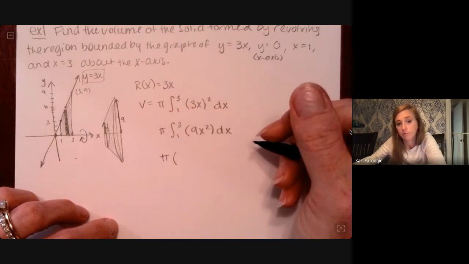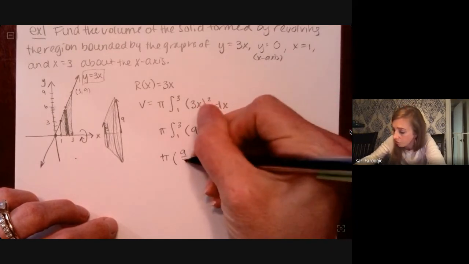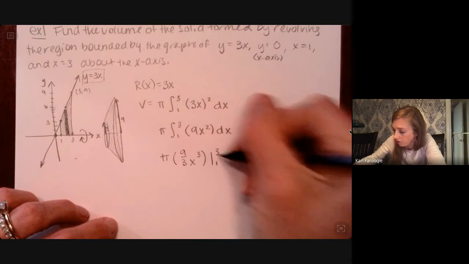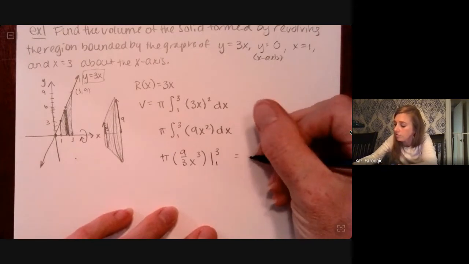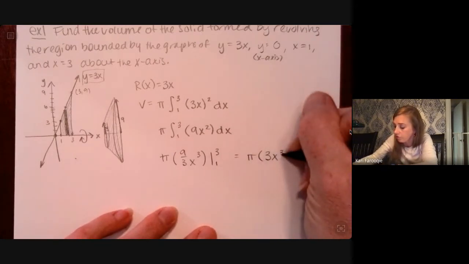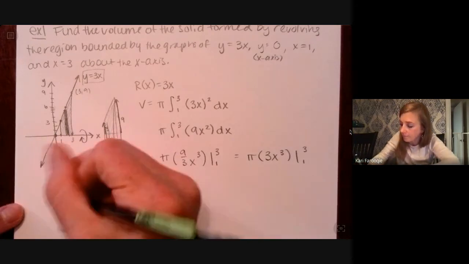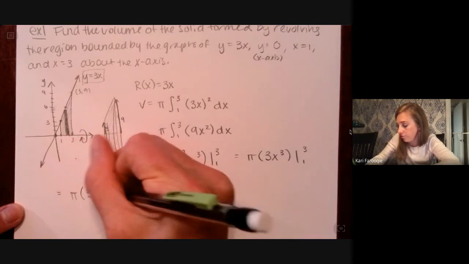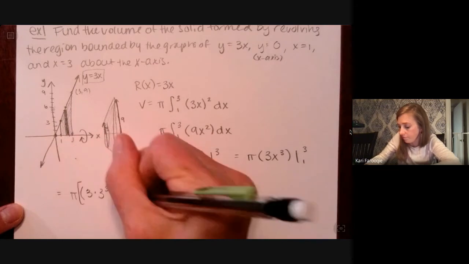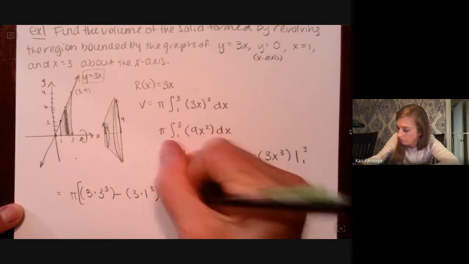So we'll integrate now. We don't have anything else to do here. This is just a monomial. We're going to increase the exponent by 1 and divide by the new exponent, and we'll take that from 1 to 3. So this is really pi times 3x cubed from 1 to 3. And then, if you want to take out the 3, that's fine. I'm going to leave it in. 3 times 3 cubed minus 3 times 1 cubed.